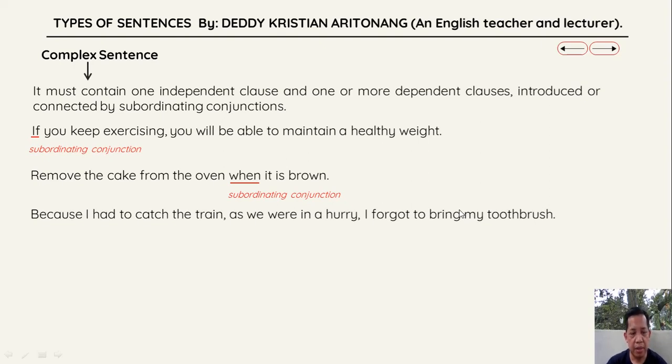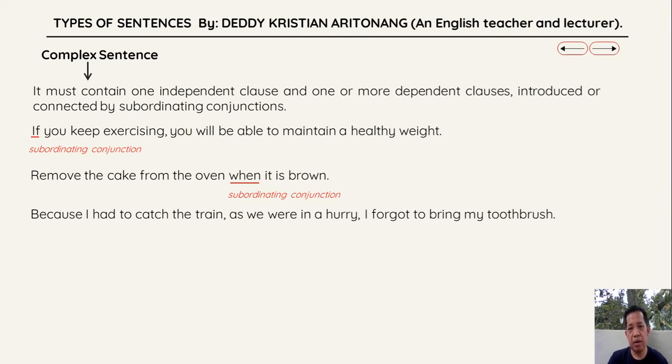Okay, the third example. Because I had to catch a train as we were in a hurry, I forgot to bring my toothbrush. Again, guys, this is only one single sentence, but this single sentence consists of several clauses. Okay, my question: which one is the independent clause? Which one is the dependent clause?